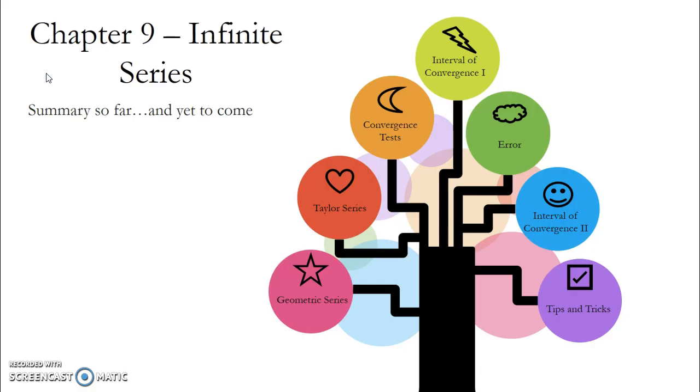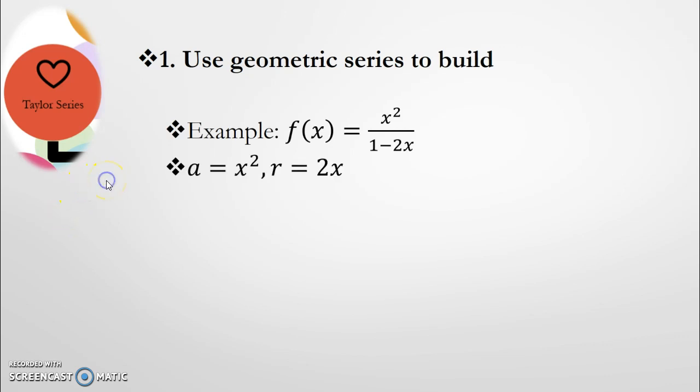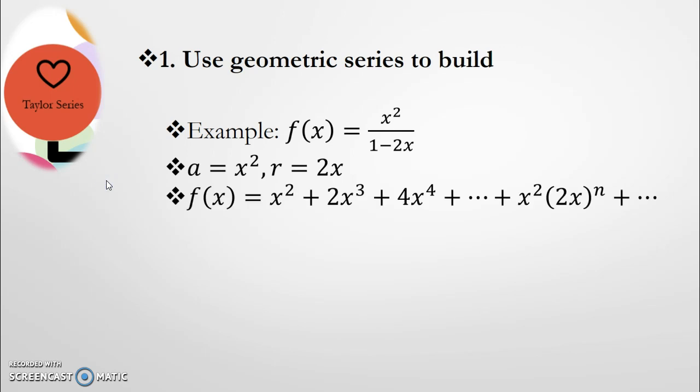Then we said, well, if it's geometric and it has x's in it, that's cool, but that's pretty limiting. So we started talking about other ways of writing Taylor series. To start with, we have the geometric series. That's where you should always start. If you recognize that your function is geometric, that a over 1 minus r format, you say, oh, it's geometric, so a is x squared, r is 2x, I can build it from there. That's definitely one method. It's limiting, it doesn't work for very many series, but if it works for your series, it's the fastest way to go.